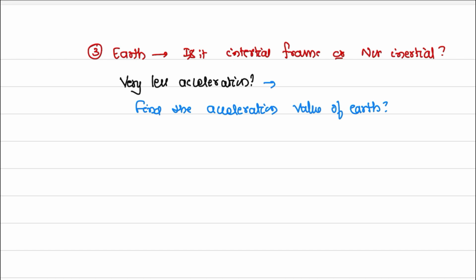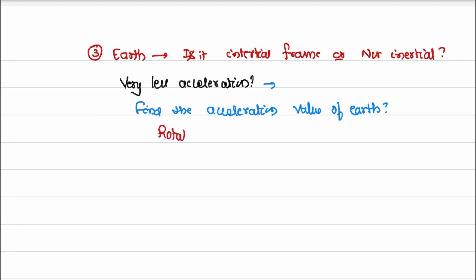Because it is rotating, a rotating particle or rotating object will have an acceleration. It cannot be without acceleration. Rotating means it involves acceleration. Then can you find? This is your homework. Do it. Feel the physics. Because this acceleration is very small, we do not feel it. Hence, for practical purposes we take the Earth as inertial.